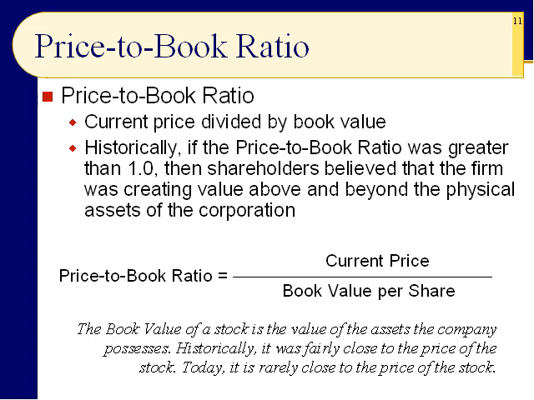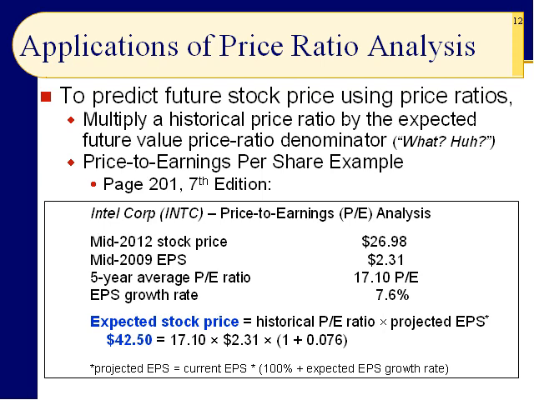Okay. So I've burbled on now for 27 minutes. Let's see if we can use this information to predict future stock prices. And it turns out we can, just not very accurately. Slide number 12. To predict the future stock price using price ratios, we multiply a historical price ratio by the expected future value of the price ratio denominator. What are you talking about? Well, actually, folks, the calculation is very easy. It's very simple. It's just understanding what you're doing that is the hard part.